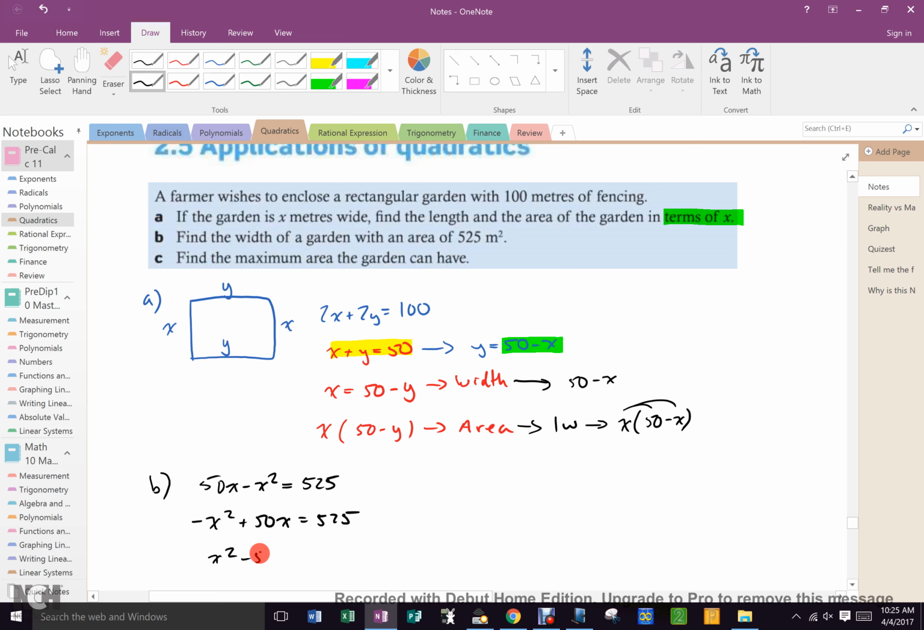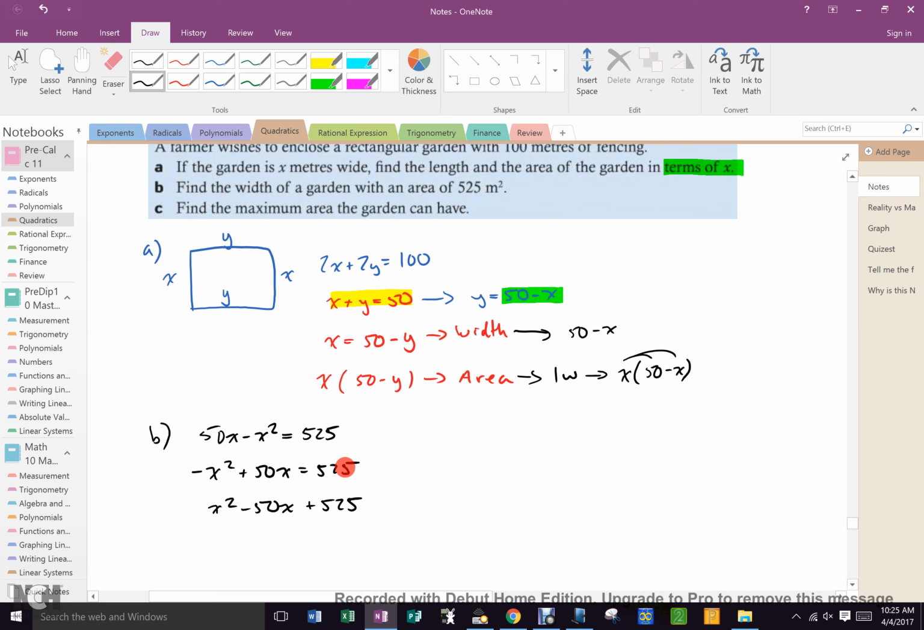X squared minus 50x plus 525. Why does Lucas say that? Because when I moved it over, it becomes negative. Then I switch it to positive. Is everyone happy with that? Everyone's happy with that?